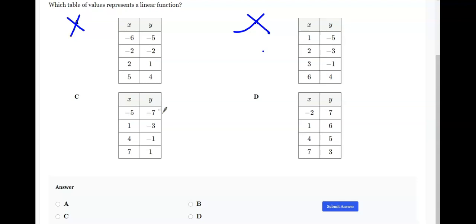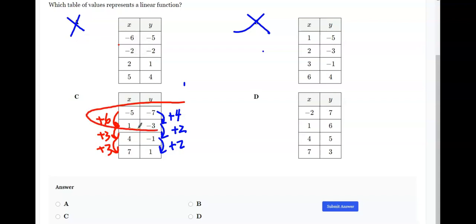Let's take a look at letter C. This one seems to be increasing by 4. This one is increasing by 2. This one is increasing also by 2. Let's take a look at the other side here. This one looks like it's going up 6. This one's going up 3. And this one's also going up by 3.